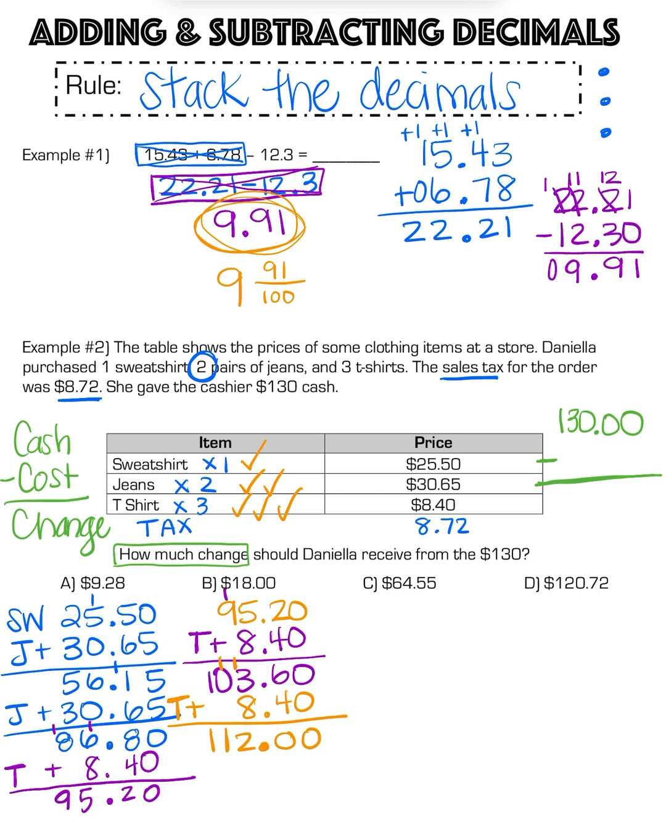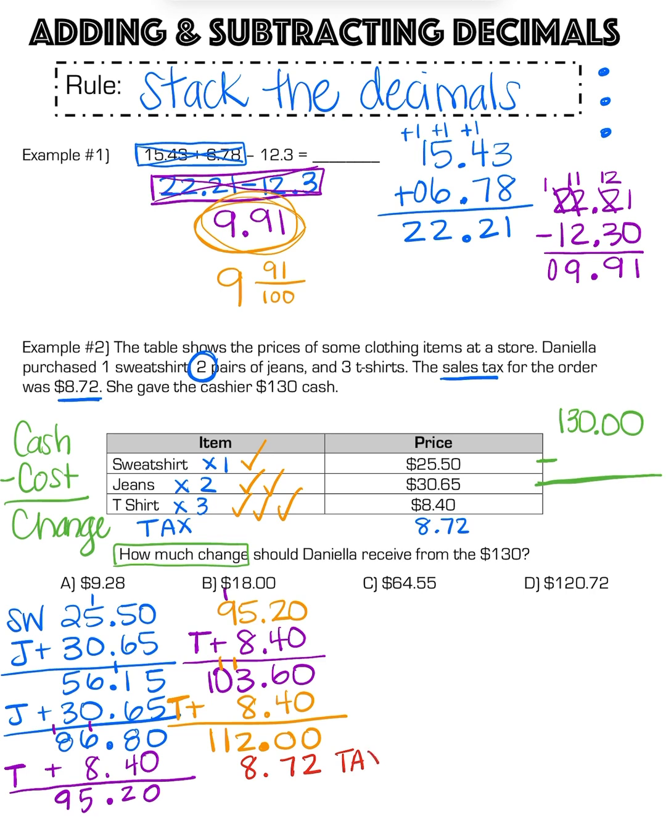So let's double check I added all my items. Do I have a sweatshirt? Yes. Do I have 2 jeans? 1, 2, yes. Do I have 3 t-shirts? 1, 2, 3, yes. So what's left? Ooh, I need to add my taxes because I have to pay those as extra money. So I'm gonna grab my $8.72 in taxes.